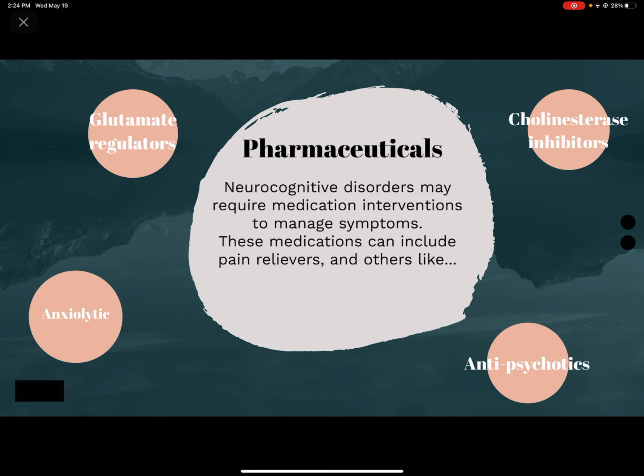So for pharmaceuticals, there really can be a variety of medications that can pose as an intervention to manage the symptoms. Some of these medications can include pain relievers and others like anti-anxiety medication and glutamate regulators to really help with memory and to reduce that anxiety that these individuals might experience, as well as antipsychotics, which can help with hallucinations and sometimes agitation.